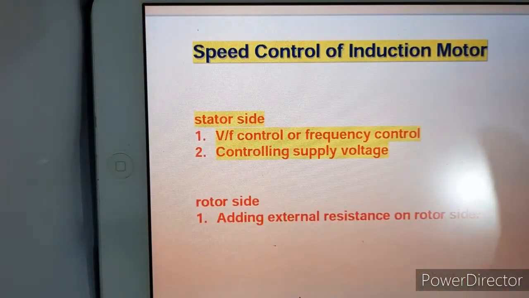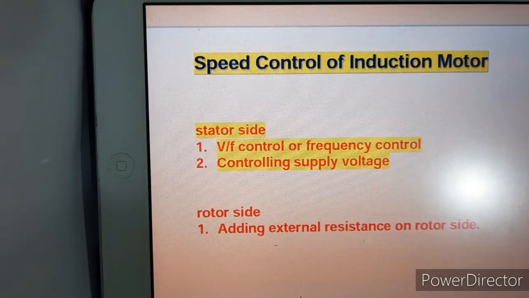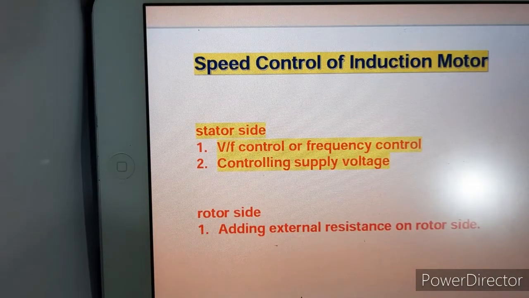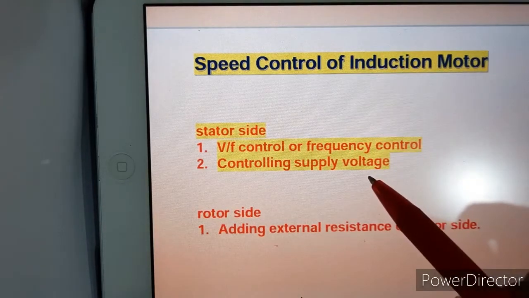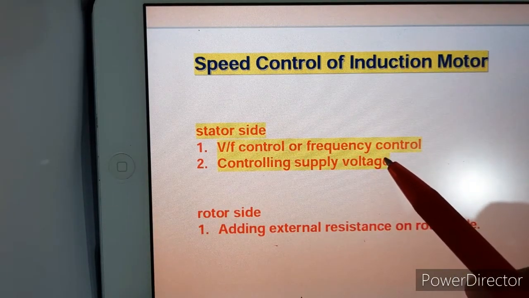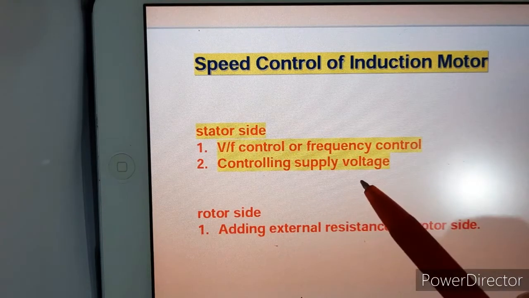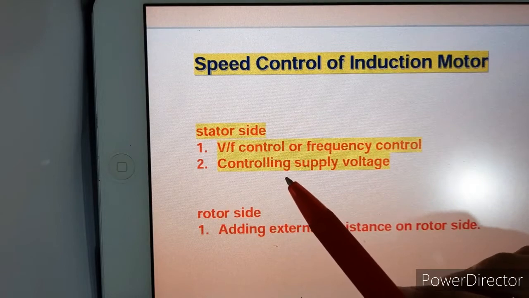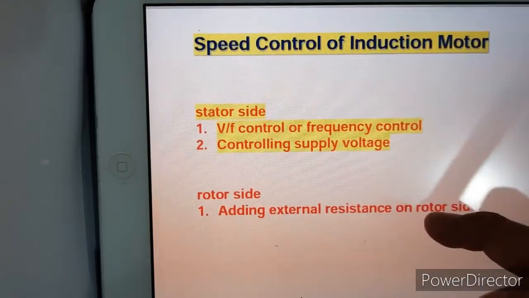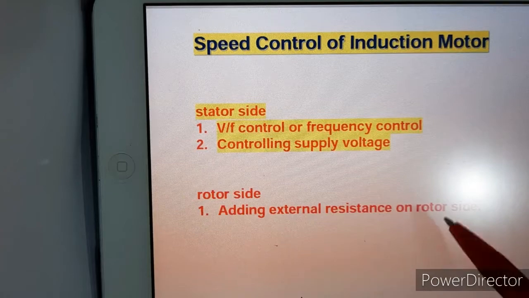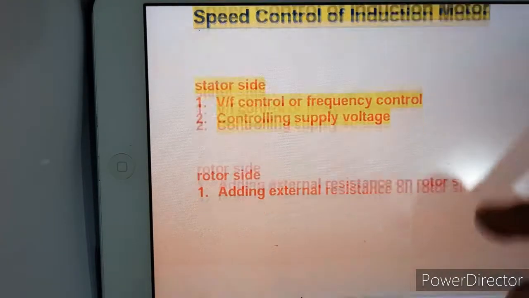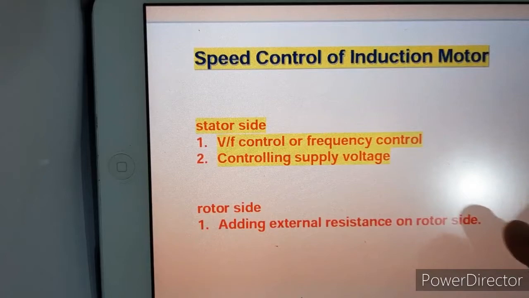So in summary, for speed control of an induction motor, from the stator side we have V/F ratio or frequency control, and then controlling the supply voltage. I just summarized the methods that we are going to discuss in the calculations: V/F ratio, controlling supply voltage, and from the rotor side, adding external resistance on the rotor side. Right, so thank you.